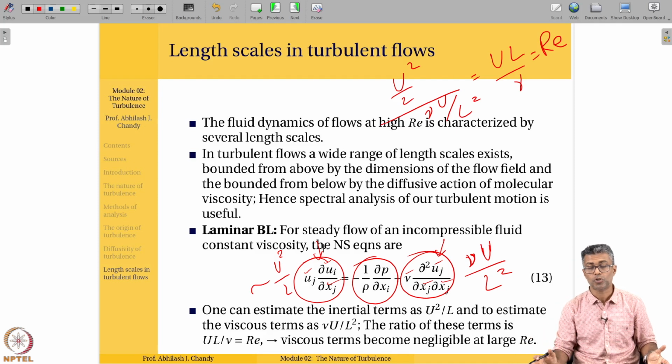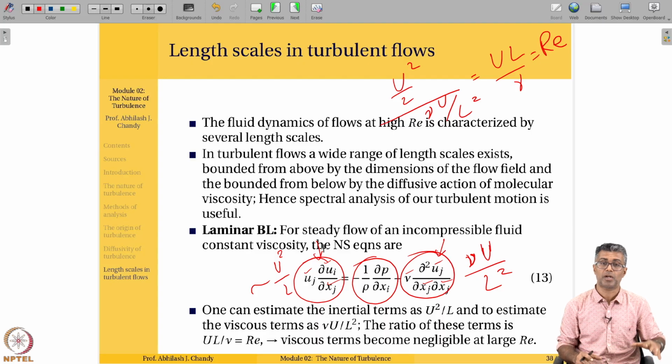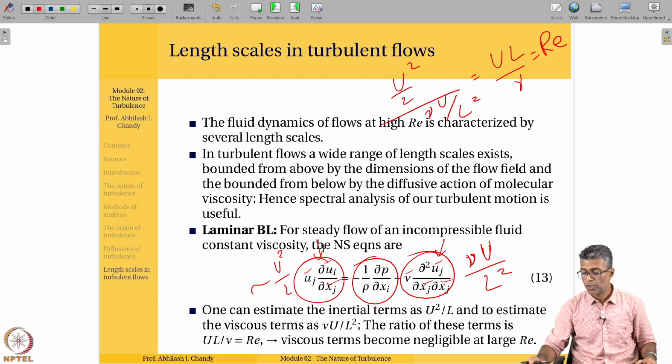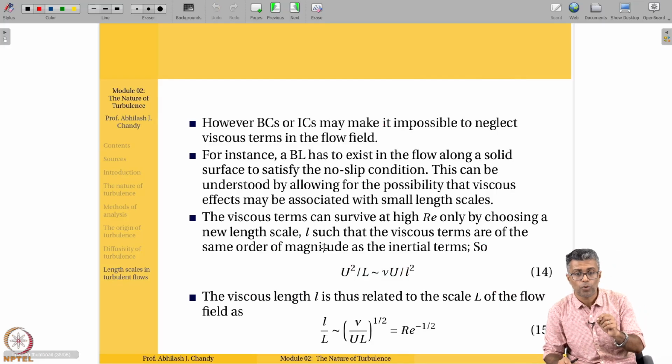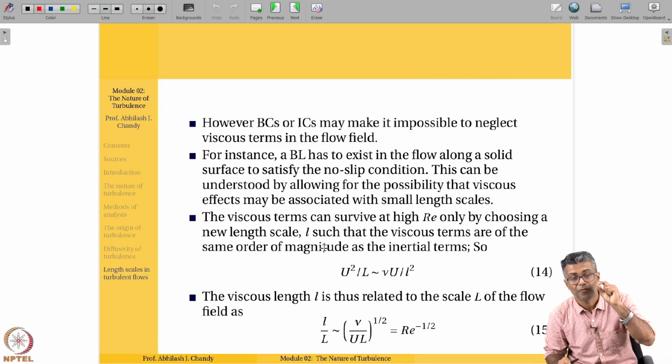In laminar flow, this is not a problem because you have only a single length scale. Whereas in turbulent flow, since you have a wide range of length scales, it is important to understand where the inertia effects dominate and where the viscous effects dominate. So we will look at that in more detail in terms of the varying range of length scales in the next class. Thank you.